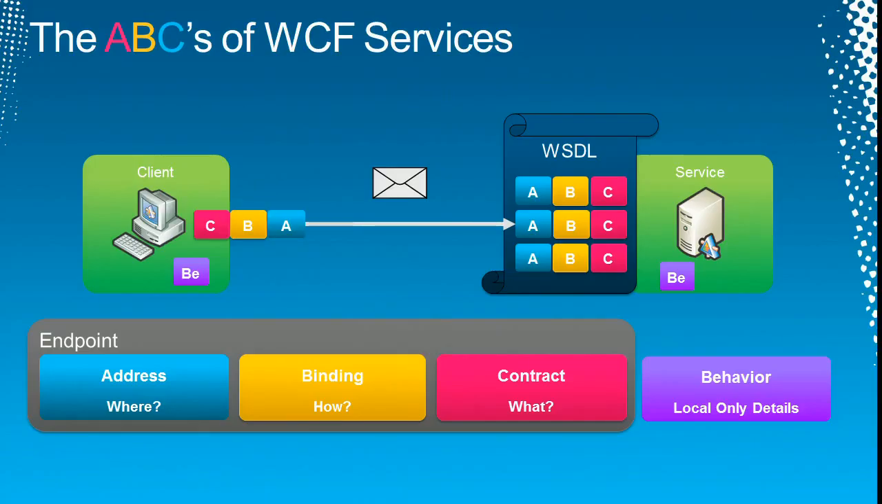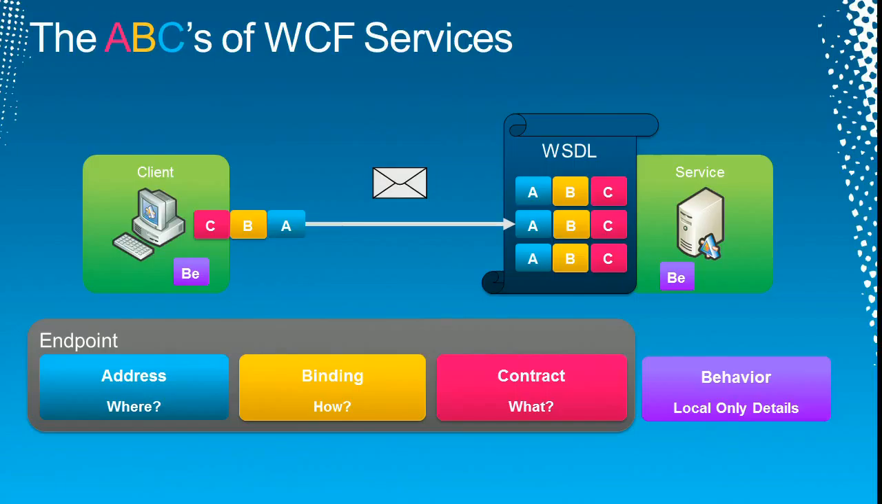The address is where you need to send the messages so that you can consume the service. This is very similar to when you want to send an email or a letter, you need to address the email or the letter so that it gets to the right spot. The binding is how those messages need to be manifested on the wire so that they can be received. For example, you may want to send those messages using SOAP, maybe using HTTP as a transport or TCP as a transport. In addition, you may want to layer on other protocols for security, for reliable messaging, for transactions. All that information is captured in the binding.